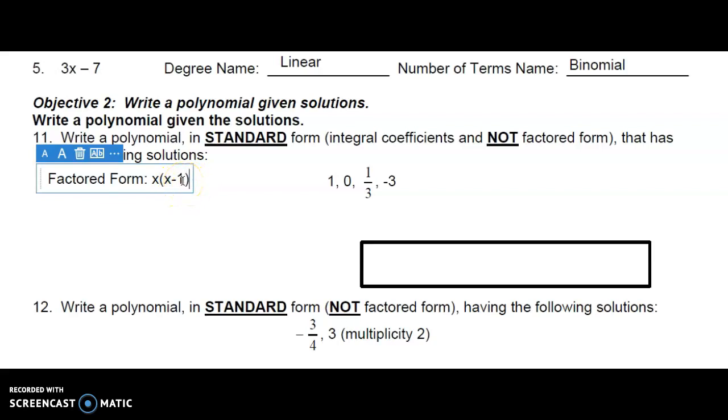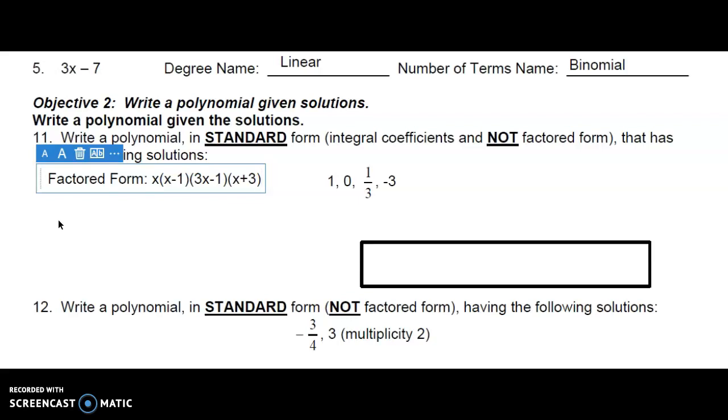Then the solution 1/3 is one of those fraction ones. So that means the denominator is 3. That's the coefficient of x. It's positive, so that means my factor is negative 1. 3x minus 1. The last factor is negative 3. Because it's negative, my factor is positive, so it's x plus 3. That's the factored form.